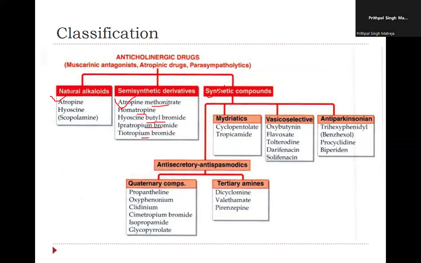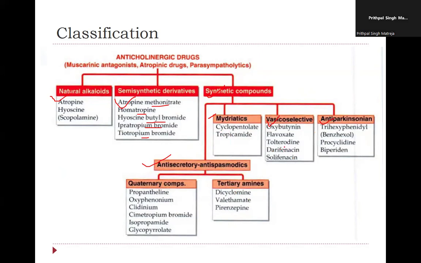Coming to the synthetic derivatives, which is mainly the active form, this is further subdivided into five categories: the anti-secretory antispasmodics, the mydriatics, the vesicoselective, and the anti-Parkinsonian drugs. If we restrict ourselves to the mydriatics, we have two drugs that belong to this category, cyclopentolate and tropicamide. And atropine, obviously, is used in infants and children for mydriasis.